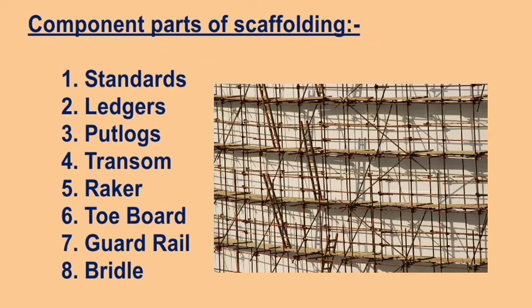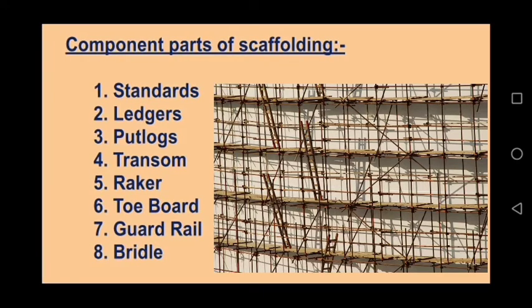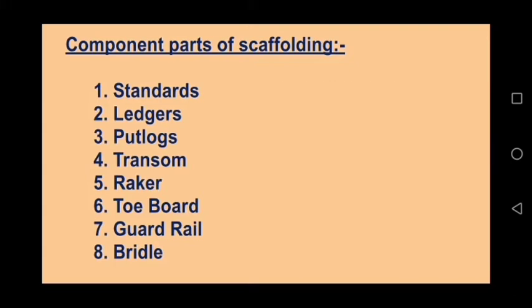Sixth one, toe board. This is a board placed parallel to the ledgers and supported between the putlogs, provided to work as a protective measure on the working platform. Seventh one, guard rail. This is a rail provided like a ledger at the working level. Eighth one, bridle. This is a piece which is used to bridge an opening in a wall and it supports one end of the putlog at the opening.